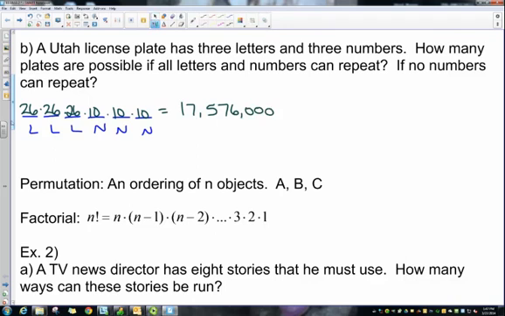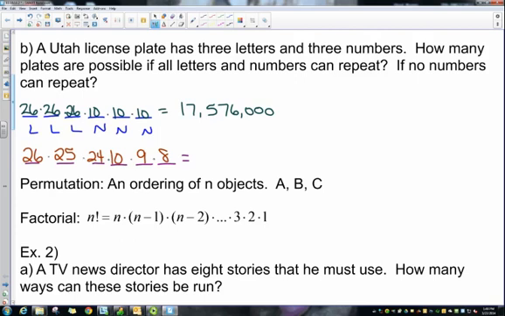Now look at part B. It says you now cannot repeat anything. How does that change? My first letter still starts at 26. But the next one has to be 25 because one of those letters has already been used. Then I go to 24, and there are my letters. Next I've got to figure out the numbers. I've got 10 numbers here, then 9 here, then 8 here. And I multiply those all together.